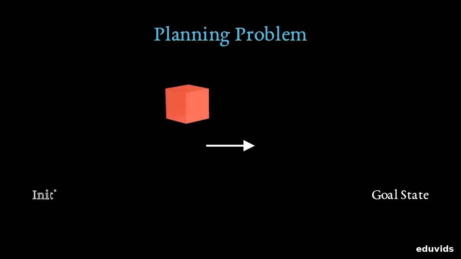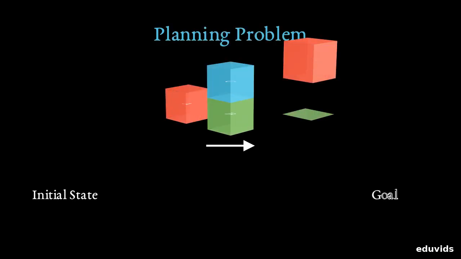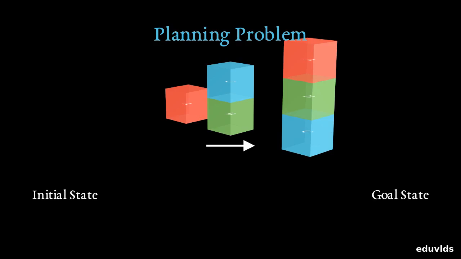Imagine you are in a room with 3 wooden blocks labeled A, B, and C. Your goal is to stack them in a specific order, like A on top of B, and B on top of C. You know where each block is right now, but you need a step-by-step recipe to reach your goal. This is a planning problem.